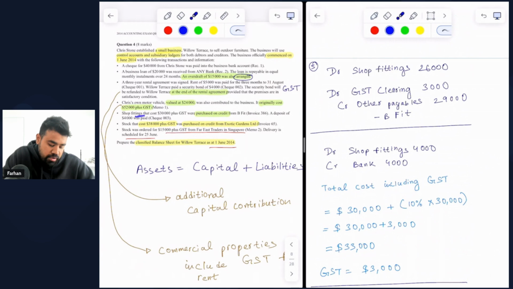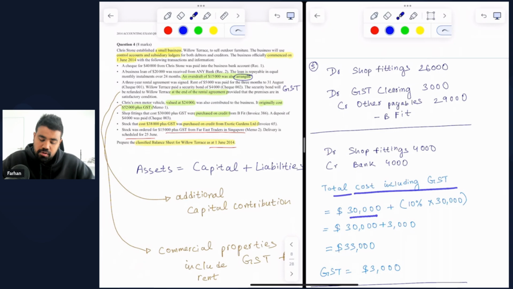Shop fittings that cost $30,000 plus GST were purchased on credit from BFIT. A deposit of $4,000 was also made. All right. So, based on the first sentence and the second sentence combined, let's see what's happening. So, the total cost of the shop fittings, including GST, is the original cost of $30,000 plus the GST, which is calculated at 10% of the original cost. And that is $33,000, with $3,000 being the GST out of this $33,000.